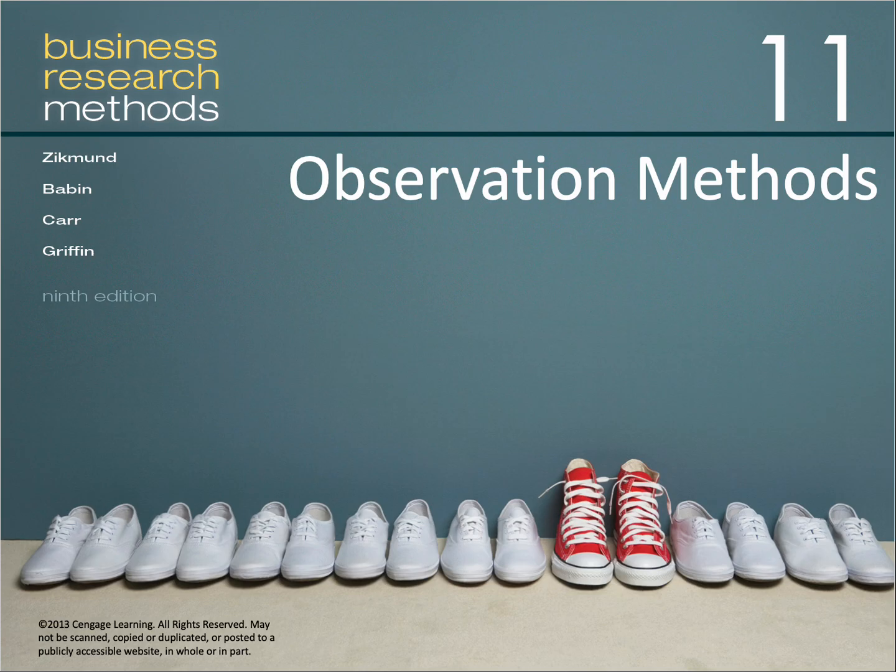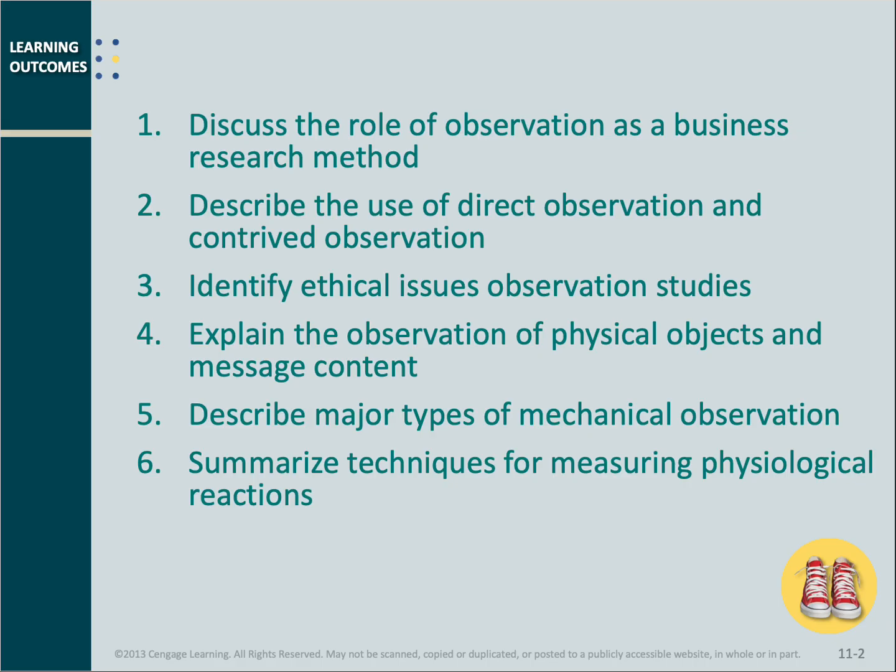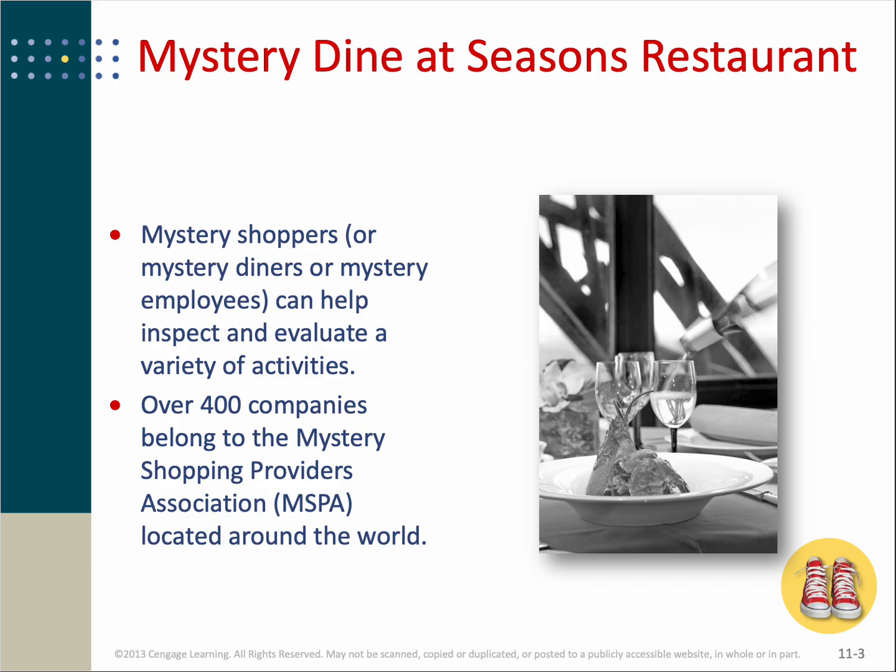Chapter 11, Observation Methods. This is an interesting chapter in the fact that it deals with techniques involved in research where you observe behavior. And there's a variety of ways to do this. This is an interesting activity used in some exploratory research for sure, but also explanatory, where we're trying to figure out, for example, mystery dine at Seasons Restaurant, where we pay people to be mystery shoppers. This still goes on, and shop competition or shop themselves with various touch points that we're observing.